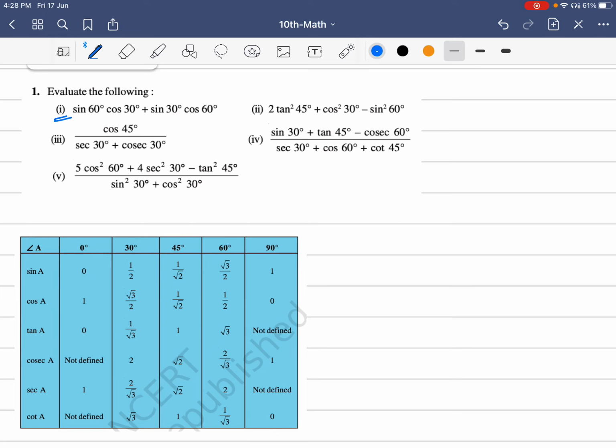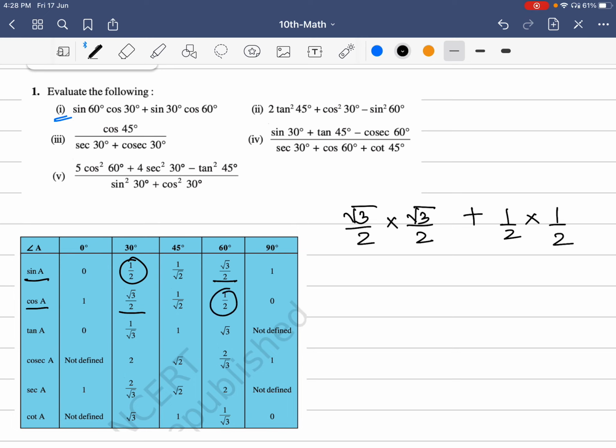It says sine 60 into cos 30, plus sine 30 into cos 60. So sine 60 is root 3 by 2, multiplied by cos 30, which is also root 3 by 2, plus sine 30, which is half, into cos 60, which is also half. So half into half.